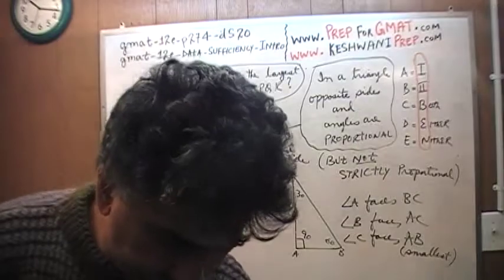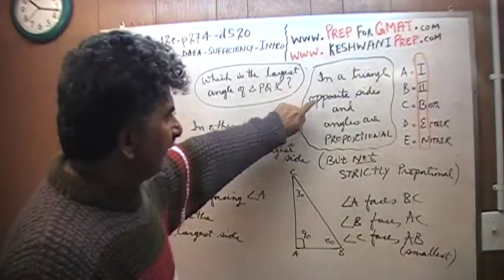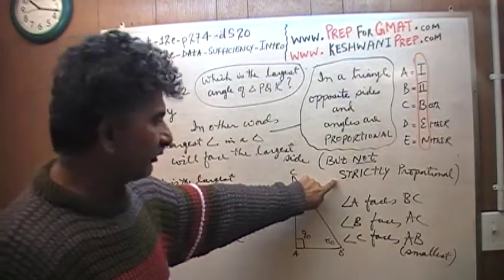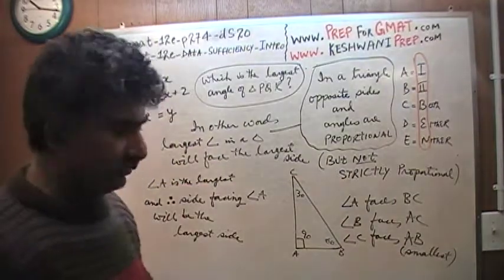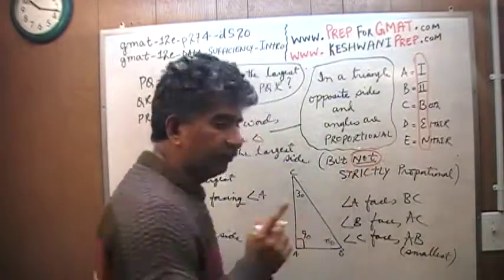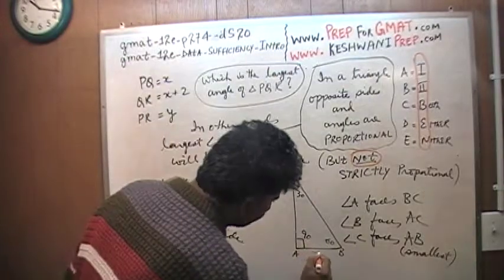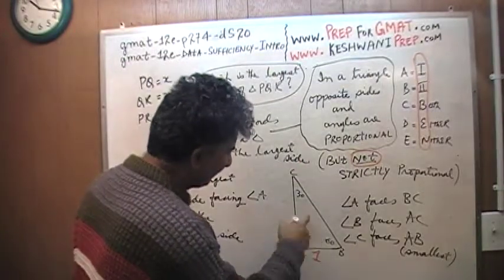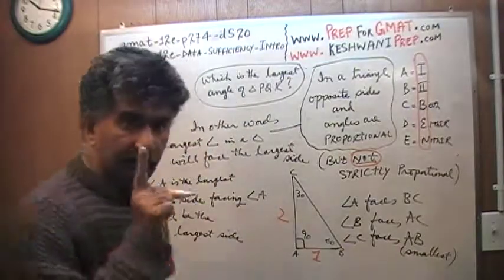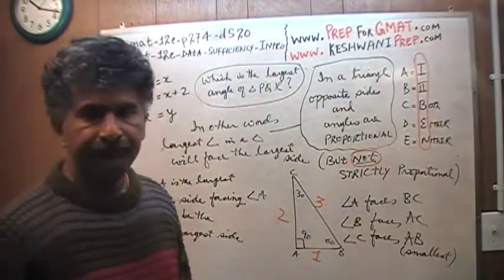Let me go back actually and finish this part that I started here. The opposite sides and angles are proportional, but not strictly proportional. Let me explain one more time what that means. Strict proportionality would have meant that if the side facing 30 degrees is 1 inch long, and the side facing the 60 degree angle is 2 inches long, then the side facing the 90 degree angle would have been 3 inches long.